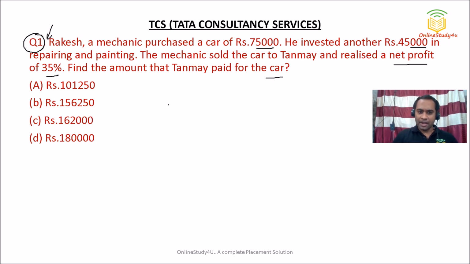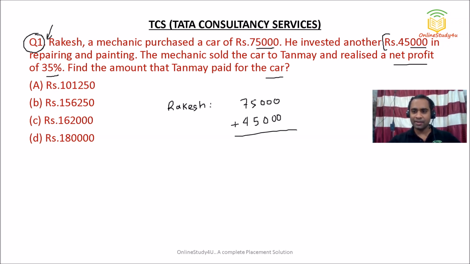So friends, Rakesh is a mechanic. He is purchasing a car for 75,000 rupees. Now he is putting 45,000 rupees in repairing and painting, because a mechanic will generally buy old cars. That is not true here, I'm just giving an example. He has put 45,000 on that, so 75,000 plus 45,000 will become 1,20,000 rupees. This is the total amount Rakesh spent on the car.